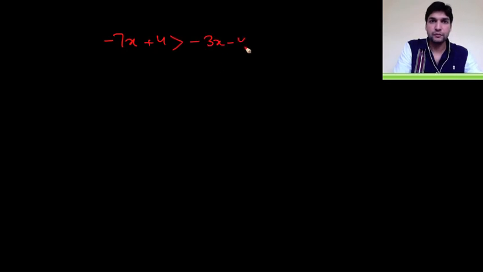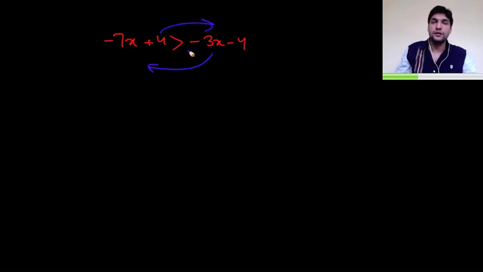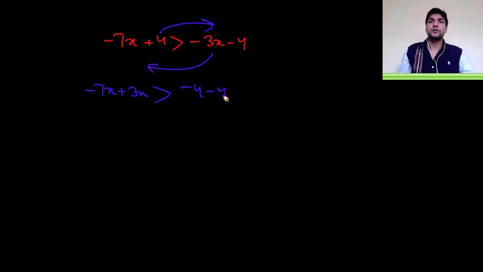Now try this question. -7x plus 4 is greater than -3x minus 4. Here, very similar, move all x terms towards LHS and move all normal numbers towards RHS. So move this here and move this to RHS. This will become minus 7x plus 3x greater than minus 4 minus 4. Remember, when you are just shifting the terms, you don't need to change the inequality.